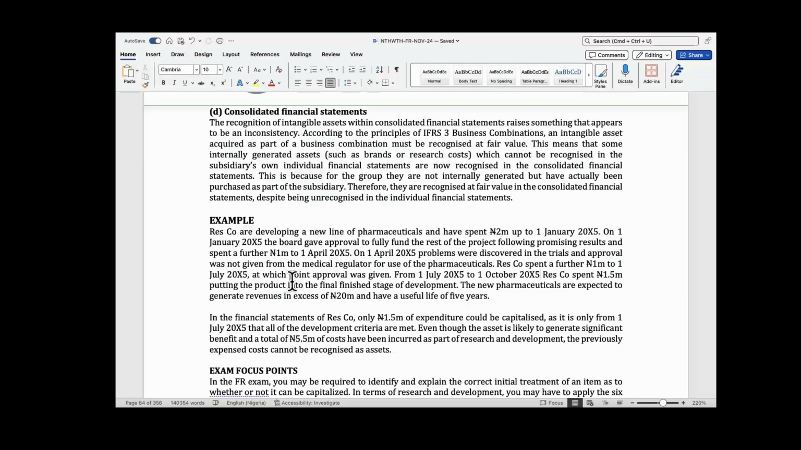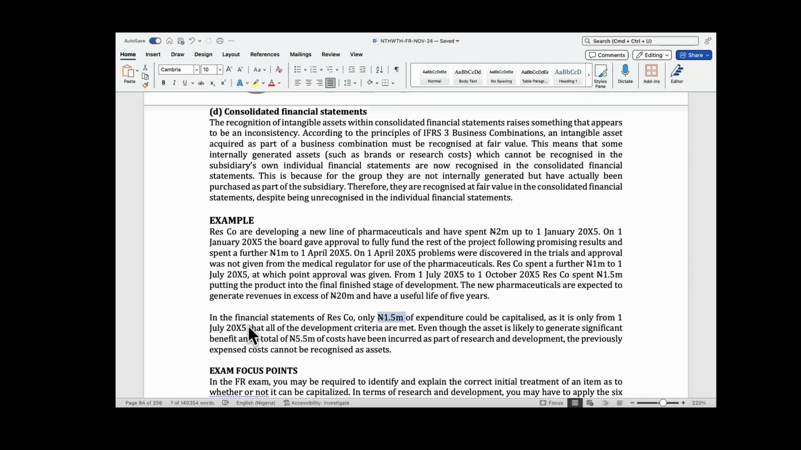The new pharmaceuticals are expected to generate revenue in excess of 20 million and have a useful life of 5 years. Okay, so this is just a scenario. Now, this is the solution I have here. From this case study, only 1.5 million will be capitalized because it is from July that all the development criteria were met.